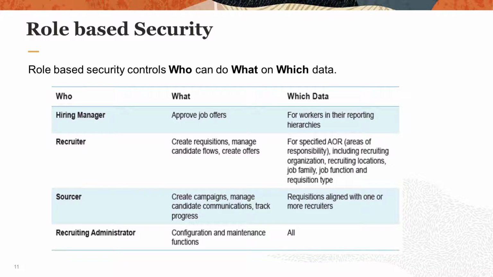Role-based security controls who can do what and on which data. As the table suggests, the hiring manager can approve job offers for the workers in their reporting hierarchy. The recruiter can create and submit requisitions, manage candidate flows, and create offers. The sourcer can create campaigns, manage candidates, and track their progress. And the recruiting administrator can do setup and maintenance related activities.